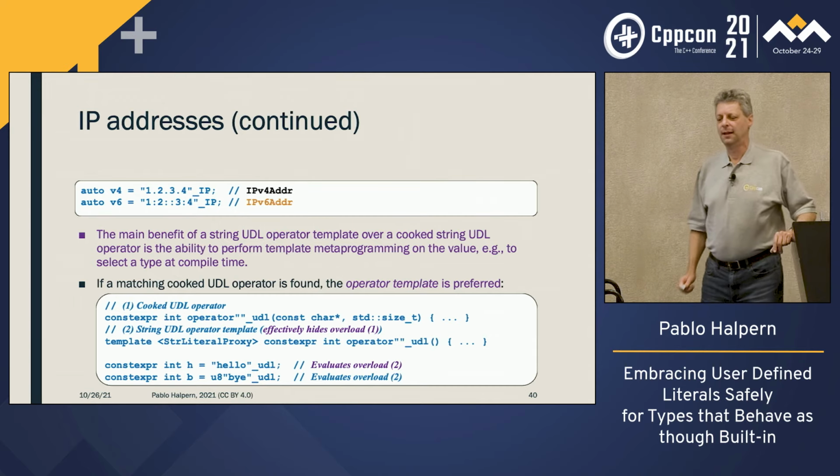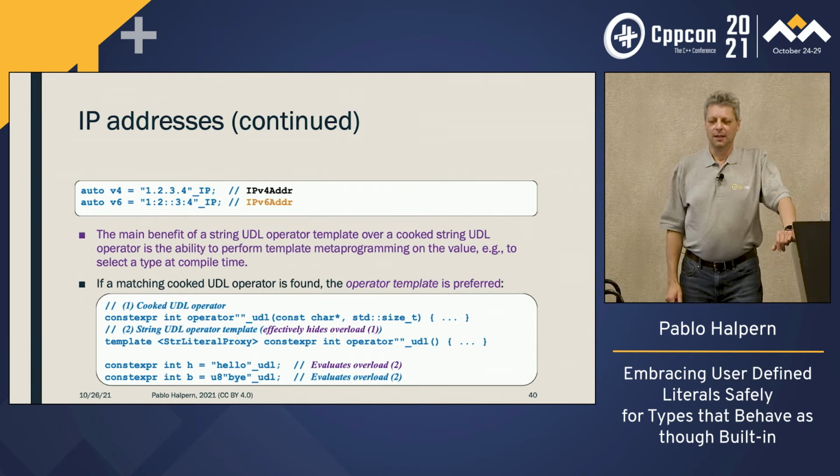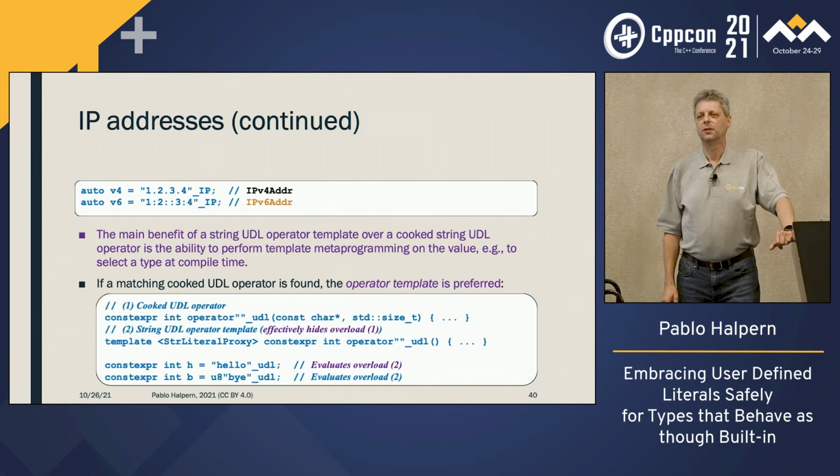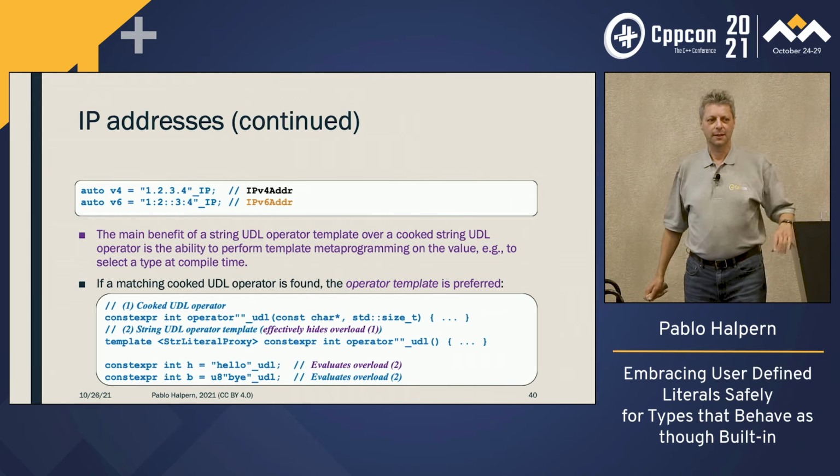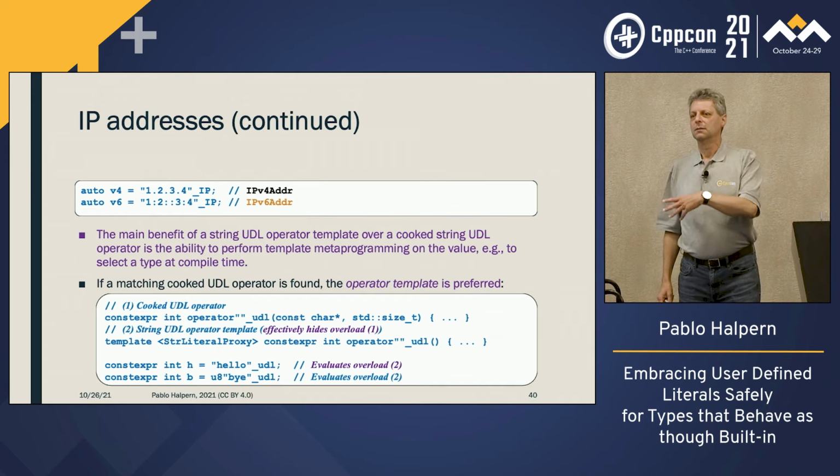In purple here, the main benefit of a string UDL operator template over a cooked string UDL operator is the ability to do template metaprogramming on a value, typically to choose a different return type based on the value. Everything happens at compile time, and you can make choices at compile time. If you don't need to do this, the cooked version is so much simpler, so much easier to deal with.